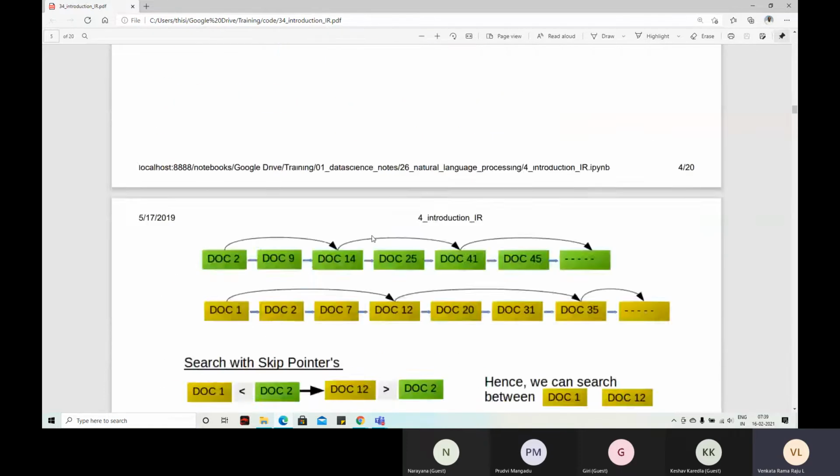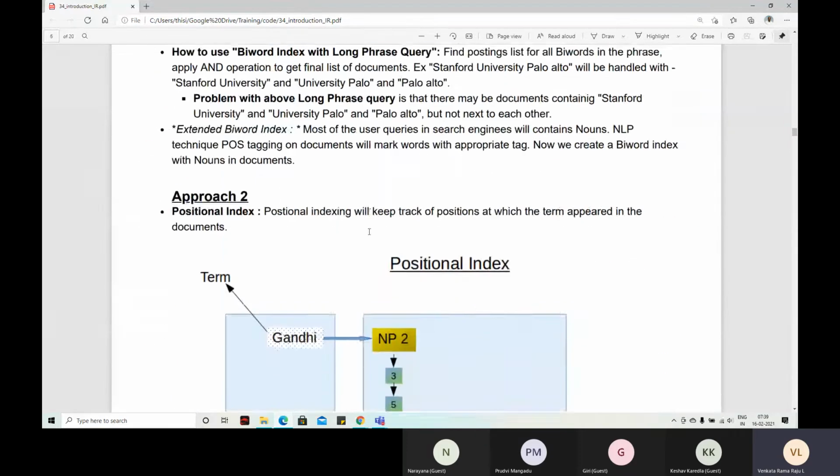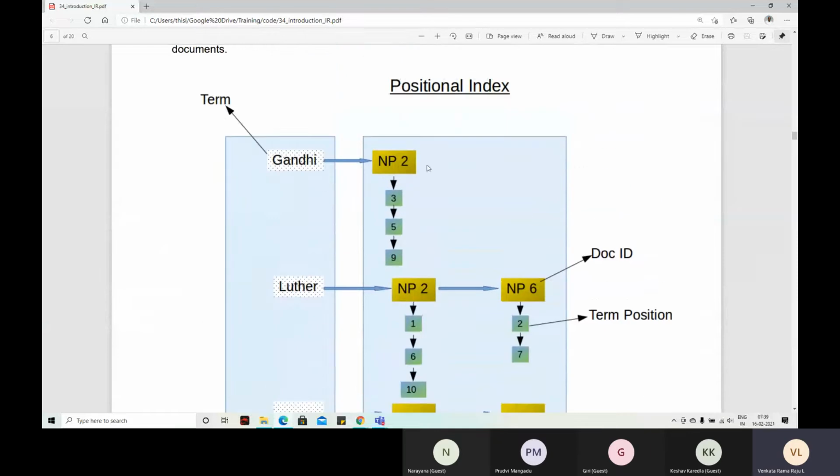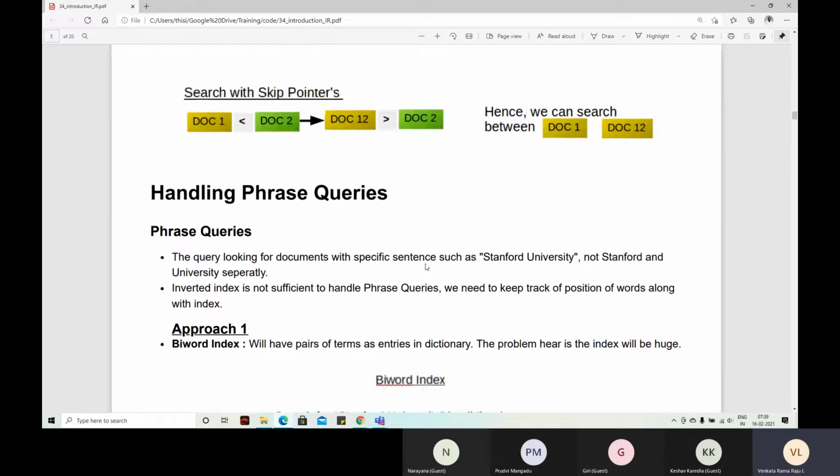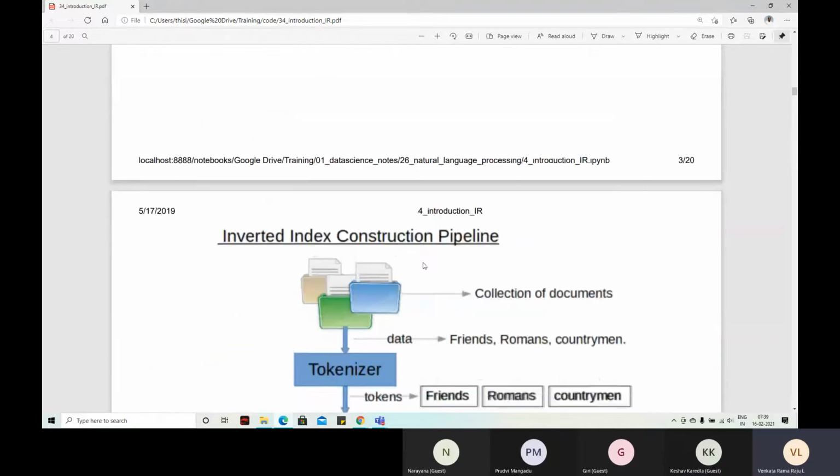So the postings list is actually keeping track of the location where exactly this term appeared in the document also. With the locations, you can actually count how many times it occurred also. The positional index is solving that problem.